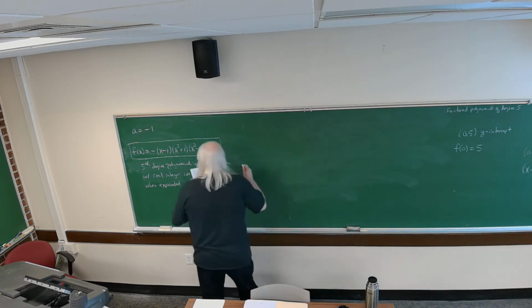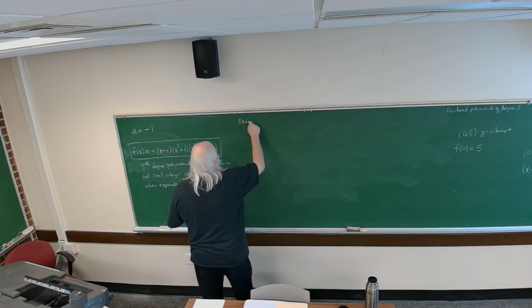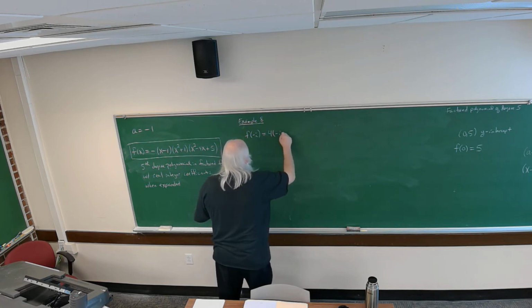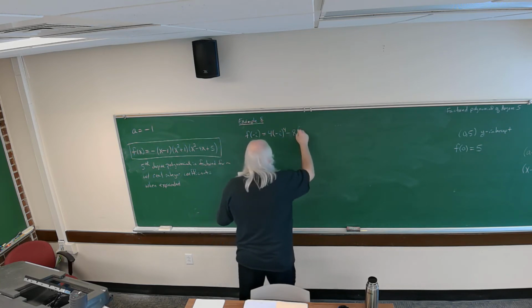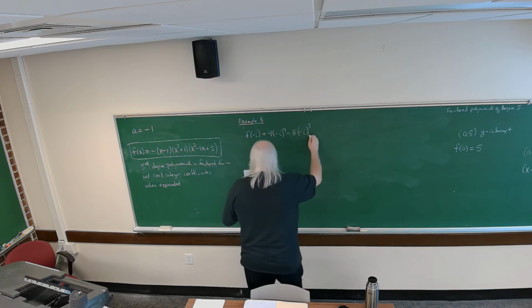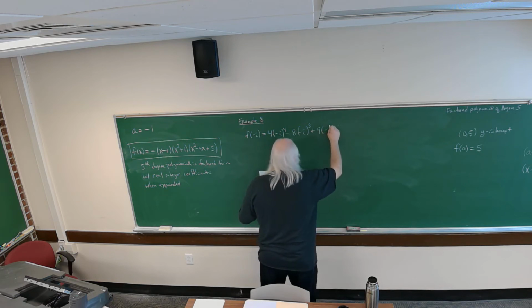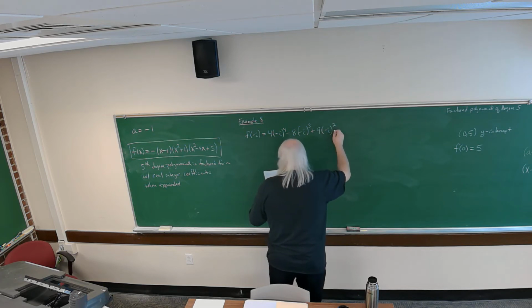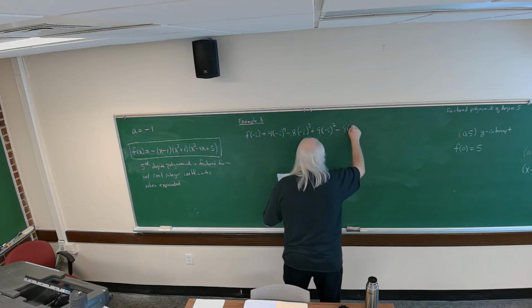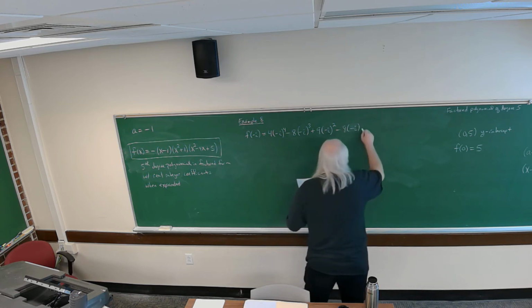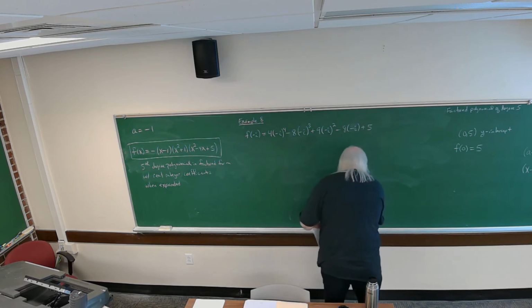So f of minus i is equal to 4 times minus i to the 4th minus 8 times minus i cubed plus 9 times minus i squared minus 8 times minus i plus 5. Okay? So let's just review for a second.